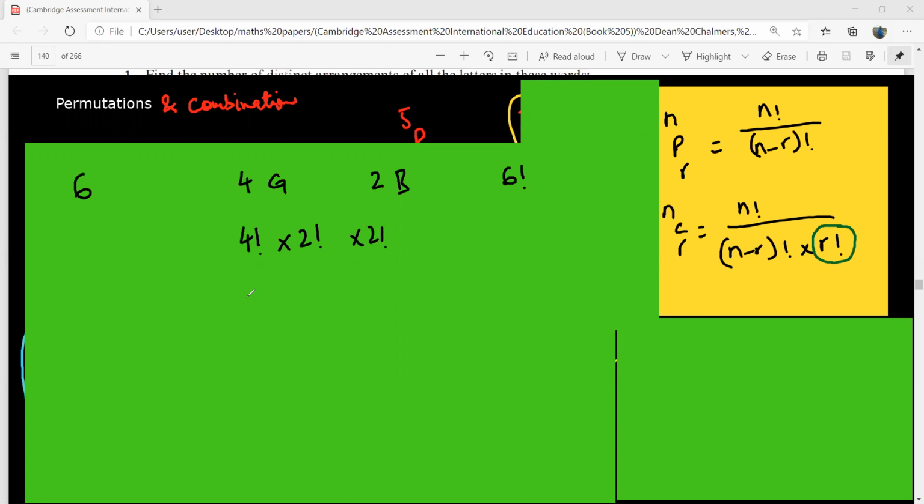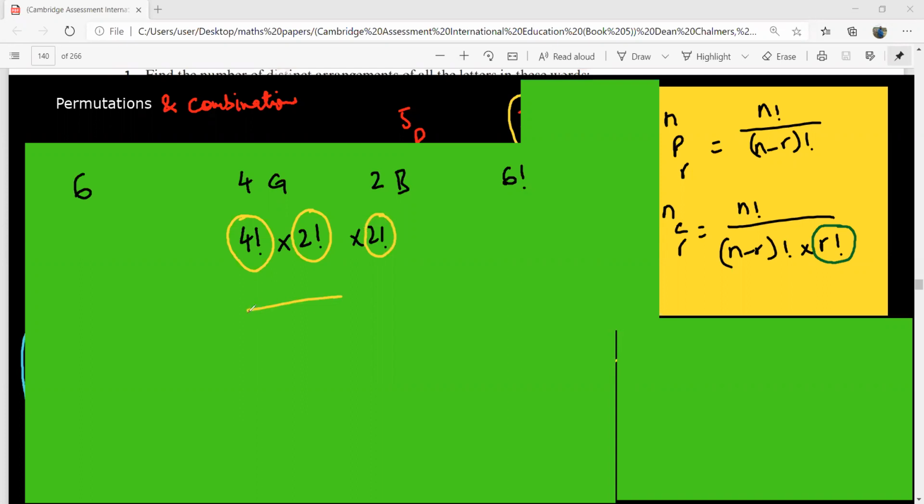Is there anyone who does not understand? Sir, because we can change the positions of girls and boys. Yes, I get it. Now I'm going to ask you one by one. Does everyone know why we have 4 factorial? Yes, sir, the 4 girls. Do all of you know why we have 2 factorial? Yes, sir, the 2 boys. And then what is this other 2 factorial doing over here? Sir, because we can change the positions of boys and girls.